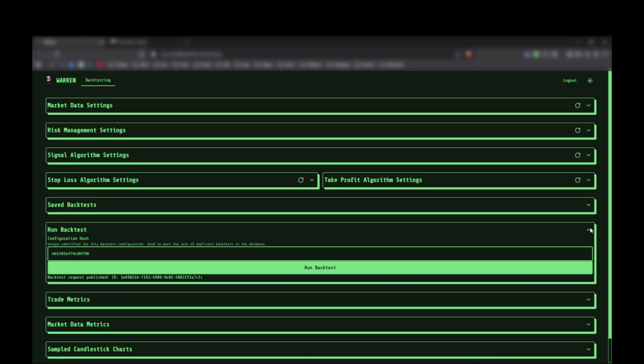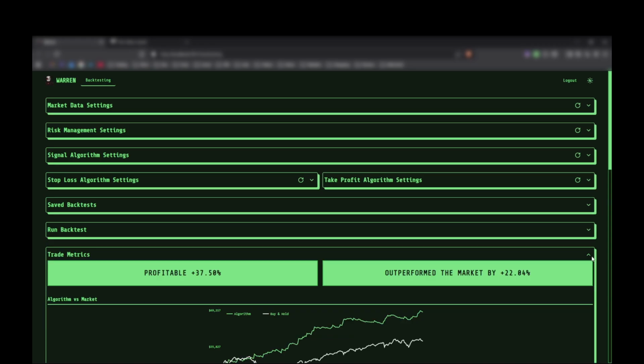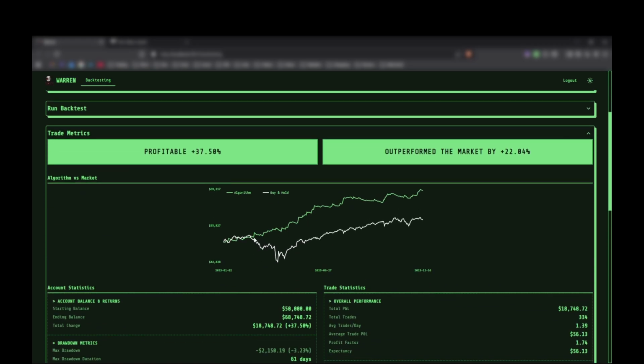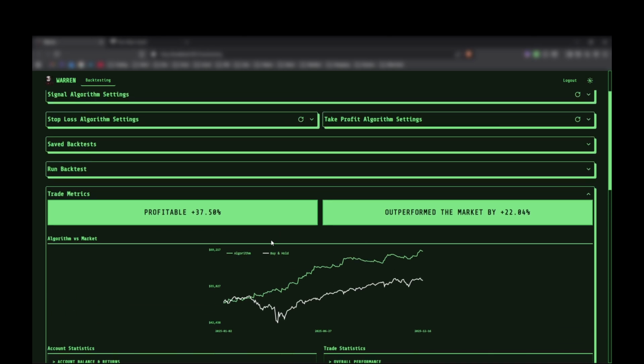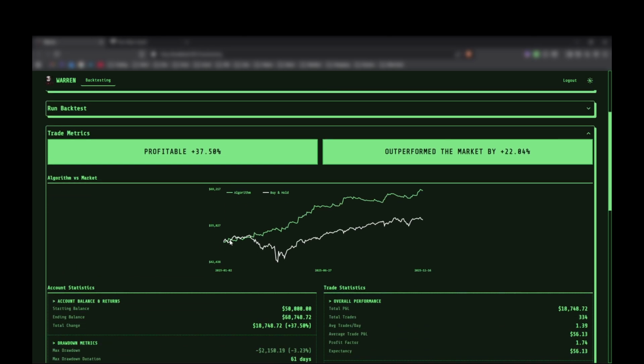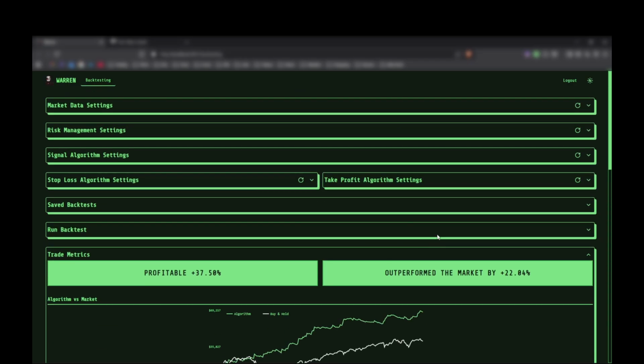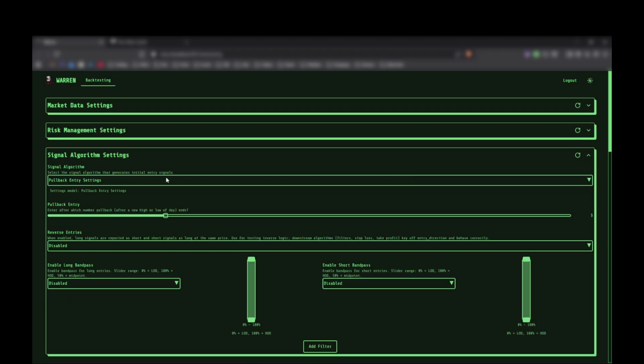So we can see that this particular configuration was way better than market return. This one was kind of promising. I believe this was the pullback entry. Let's see what the signal algorithm is. Pullback entry.